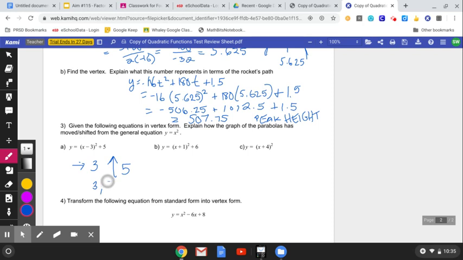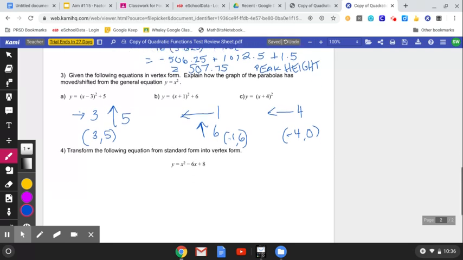If someone said, what's the vertex? I'd just say 3, 5 is the vertex. And B, it's positive 1, so that means left 1 and up 6. So negative 1, 6 is my vertex. And the last one is left 4 and nothing up or down, so up or down 0. That would mean my vertex is negative 4, 0. That's all there is to that one. You're going to be asked about the vertex in its own separate question. So just make sure you realize what's in the parentheses is sort of opposite of what you would expect.